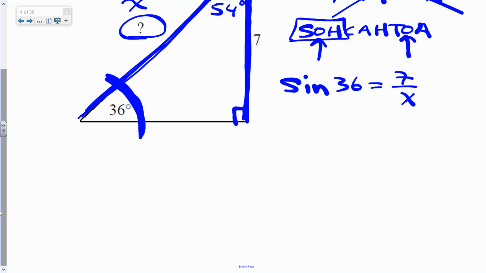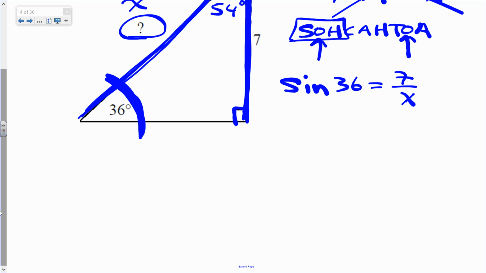But we're not going to replace it with a decimal right now. We're just going to leave it as sine of 36. In the end, we'll punch it in when we get x by itself. But for now, you need to know that the sine of 36 is some decimal, right there staring at you on your screen.